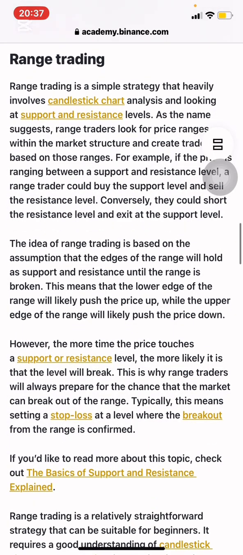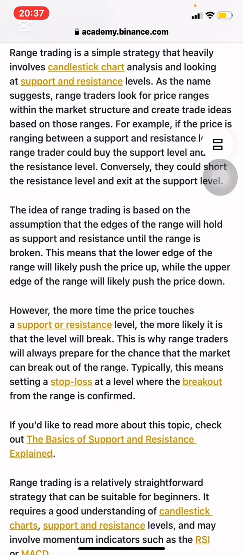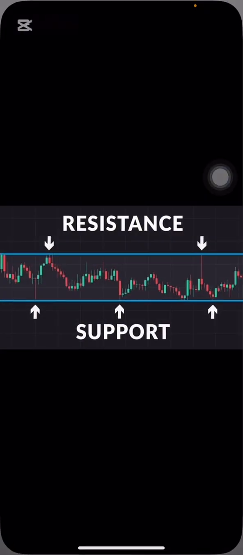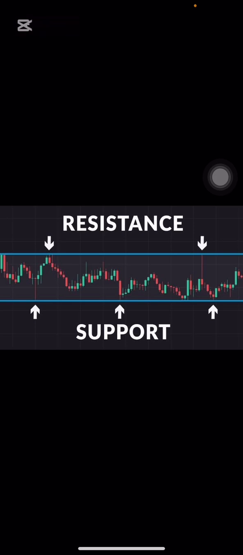Now the idea of range trading is based on the assumption that the edges of the range will hold as support and resistance until the range is broken. This means that the lower edge of the range will likely push the price up, while the upper edge of the range will likely push the price down. As we see in this picture, when the price reaches the resistance, it has more chances of coming back to the support. And if the price is on the support, it has more chances of appreciating in value and going to the resistance. But they have told us that the price can easily break these levels.